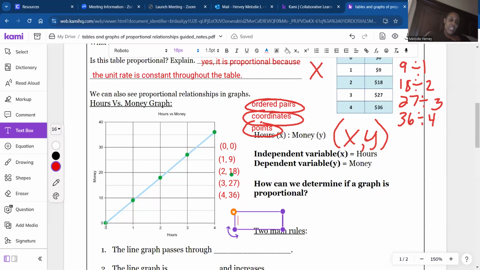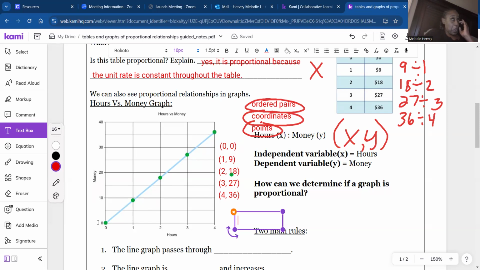So the point here, 0, 0, this is where it meets. The point here, you go over to 1 up to 9, that's where that meets. Over here, you go over to 2 up to 18, that's where that meets. You go over to 3 up to 27, that's where you put the dot. You go over to the 4 up to the 36 and put a dot for where they meet. And then you would place a line through it to show that the graph is continuous.